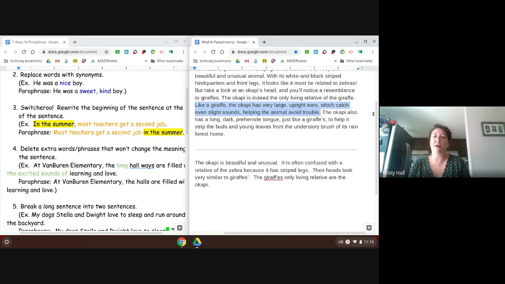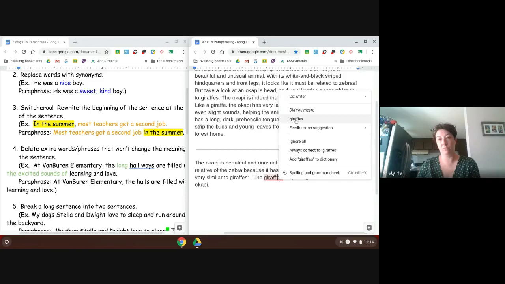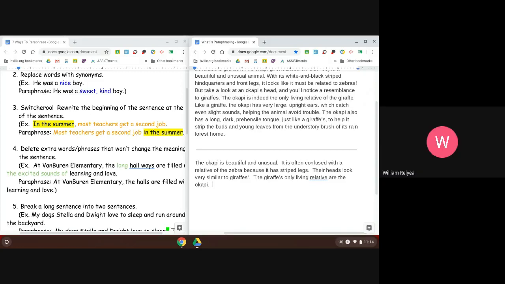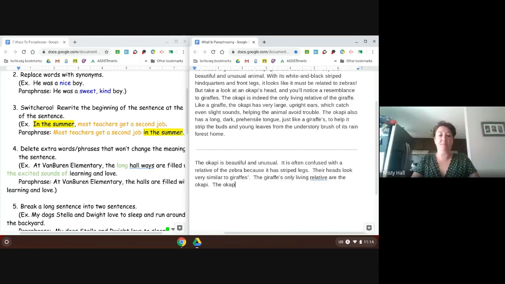Like a giraffe, the okapi has very large, upright ears, which catch even slight sounds, helping the animal avoid trouble. Who's got an idea? The okapi have very good ears that help them stay alive. The okapi have, can we change really good ears?